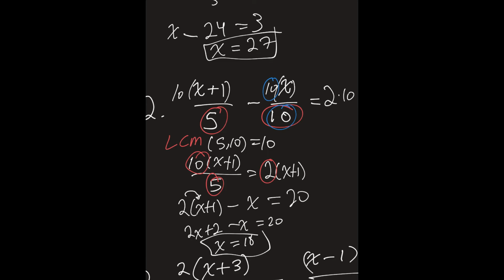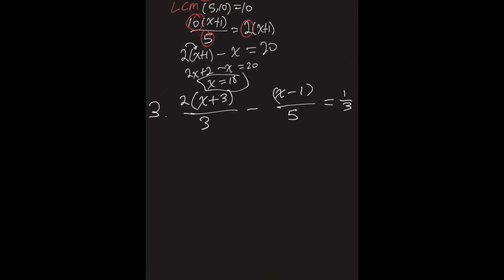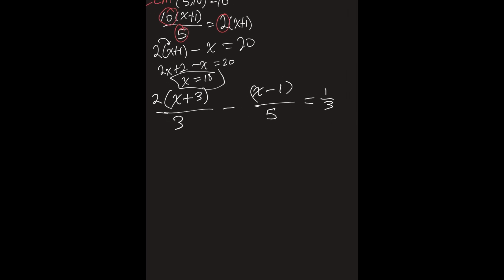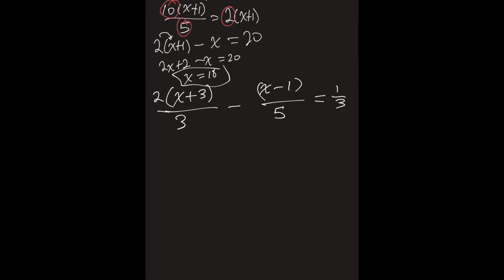In this case, it's going to be neither of them, okay? And the reason for that is, well, I'll leave you to think about why the lowest common multiple is not 5 or 3. But we do need to find it still.